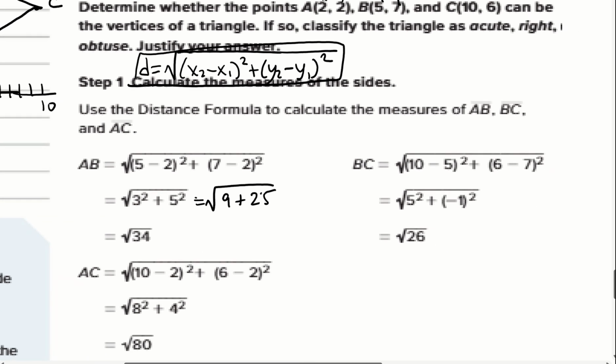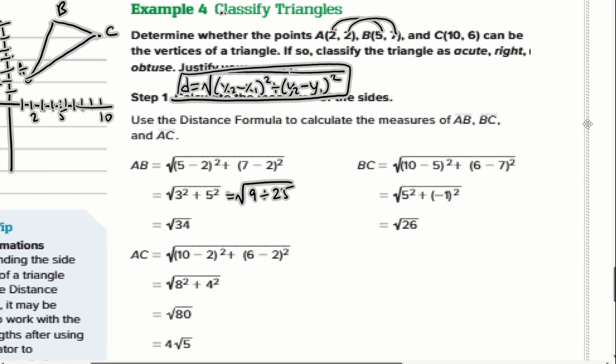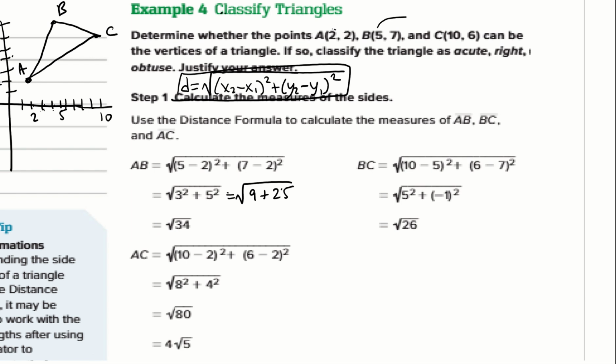All right, and then we're going to subtract the coordinates of, in this case, let's do BC, right? So now we got B and C. Subtract the x coordinates, subtract the y coordinates. 10 minus 5, 6 minus 7. So this is going to be negative 1. All right, let's simplify this. 10 minus 5 is 5. 5 times 5 is 25. 1 times 1 is 1, so you get 26.